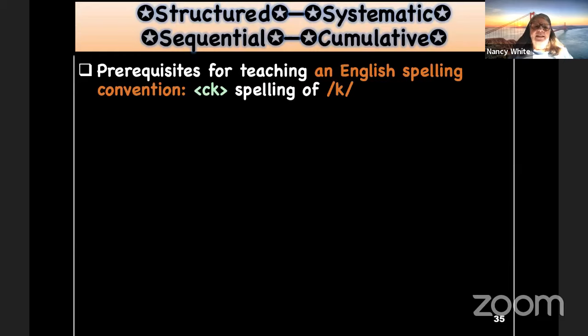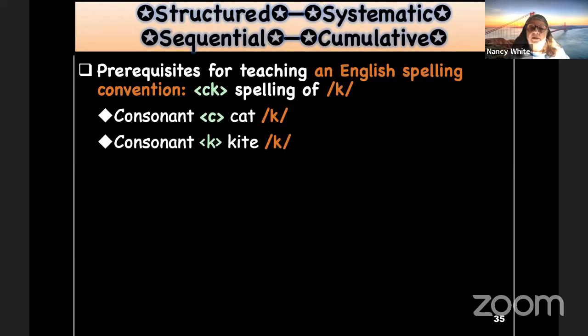Okay, so let's think about prerequisites for teaching one English spelling convention that I've already mentioned once. So <ck>, when it's in angle brackets, means it's what you would see. That would be the grapheme, the CK spelling of /k/. What would a student need to know before I taught them that concept? They would need to know the consonant C, as in cat, is associated with /k/. They would also need to know that the consonant K, as in kite, is associated with the phoneme /k/.